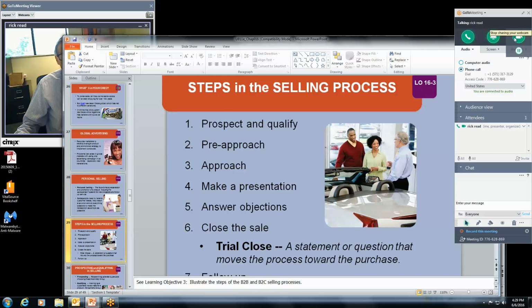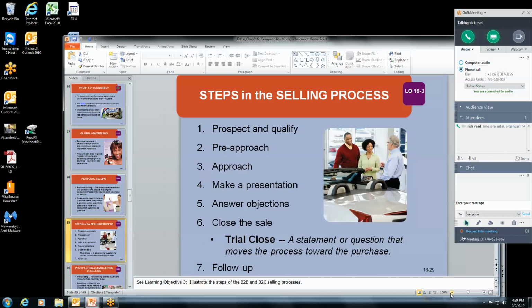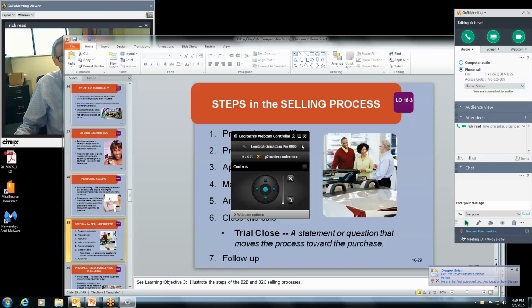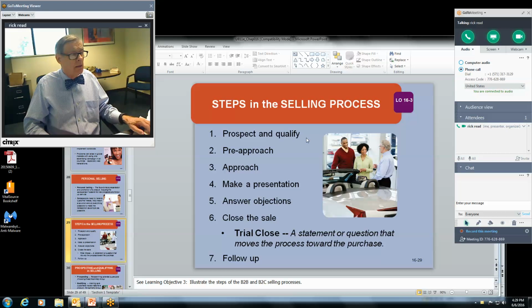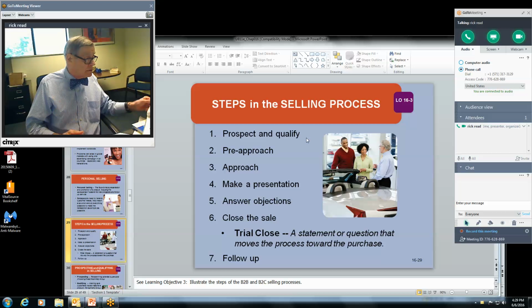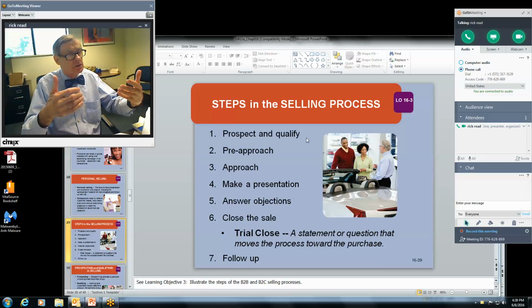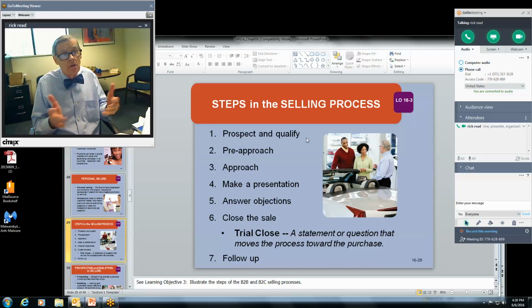These are steps in the selling process, and they are pretty much the same regardless of whether you are using the business to consumer approach or the business to business approach. And here they are. I'm not going to go through these, they're listed in your text, and you can see them. We've talked about these in the past to some extent. But the big thing you have to be able to do more than anything else is to make sure that the person you're talking to, the person you're trying to convince to make a purchase, is qualified to do so. That is, he or she has the wherewithal to say, yes, I can buy that. That is regardless of whether we're doing B2B or B2C selling.